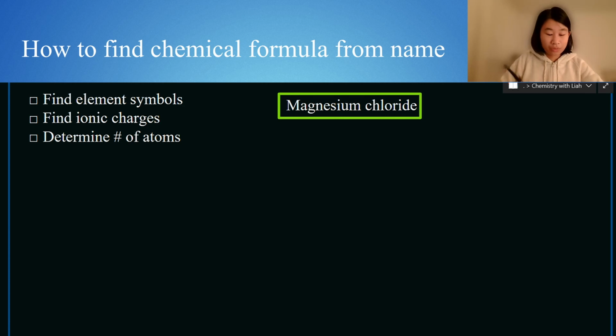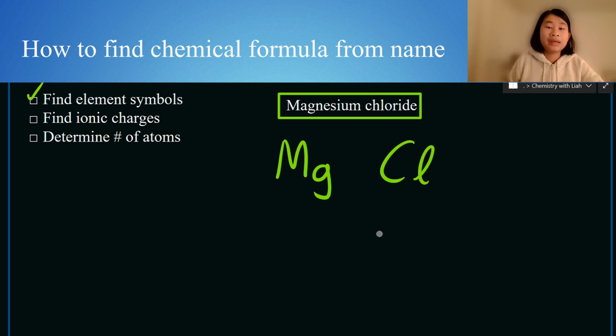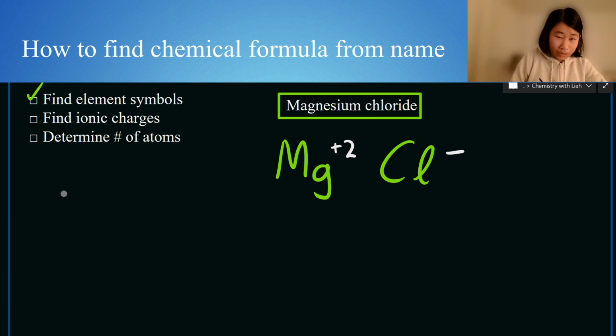All right, so let's try another one. Magnesium chloride. What is the chemical formula here? All right, so magnesium is represented by Mg. Then we have chloride, which is represented by Cl. Now we're going to find the ionic charges. So Cl is -1 and magnesium is +2. So the question is, how many magnesiums and how many chlorines do we need to put together to make magnesium chloride neutral? So at this point, if we put 1 and 1 together, we have a +2 minus 1, that's going to be +1.